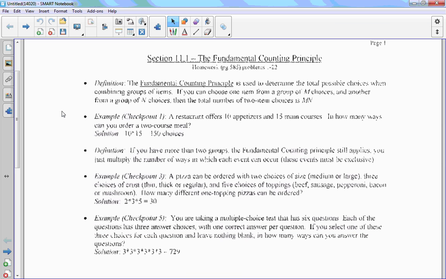Okay. Now, your printed copy is better than when the computer prints it onto the smartphone. So, you can probably read better on the yellow packet. The definition of the fundamental counting principle is used to determine the total number of choices when combining groups of items. You can choose one item from a group of n choices and another from a group of m choices, and then you just multiply those, n times m. Okay? So, let's look at just the bottom example.